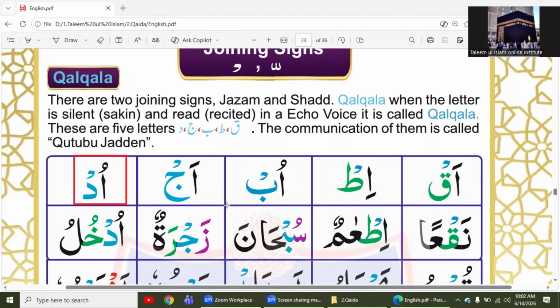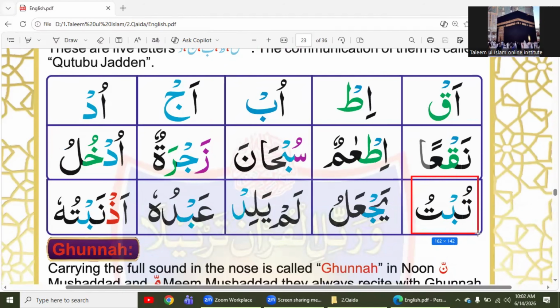And this one, we know that if ba has jazm, we will read it with qalqala. So ba has jazm, and sin is joining with ba, so we are reading it like subhana, not flat sub but with an echo. Zajratun, udkhulu. I hope you got the point. This one, tub, tu, lam yalid, lid. We are not reading it flat lid but with an echo.